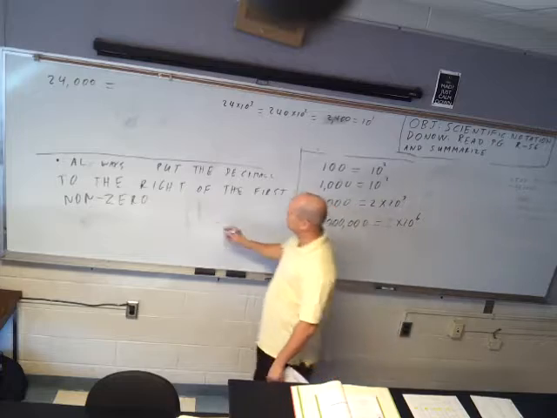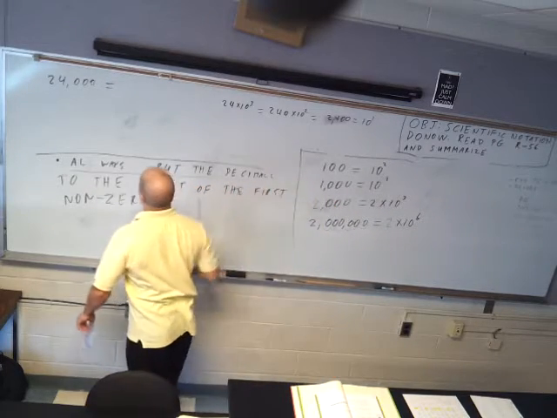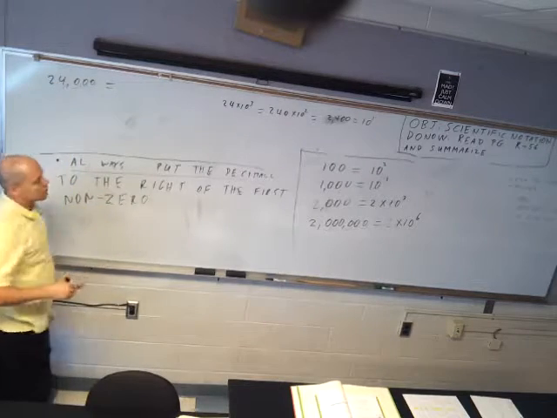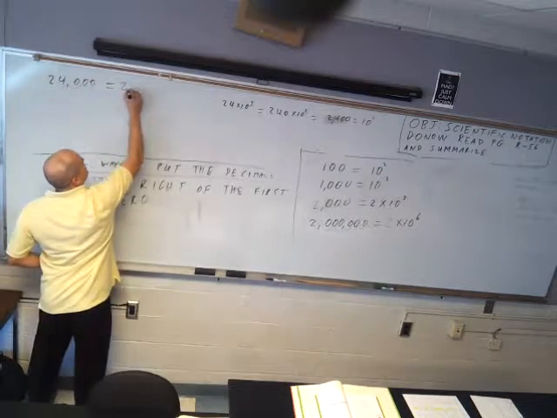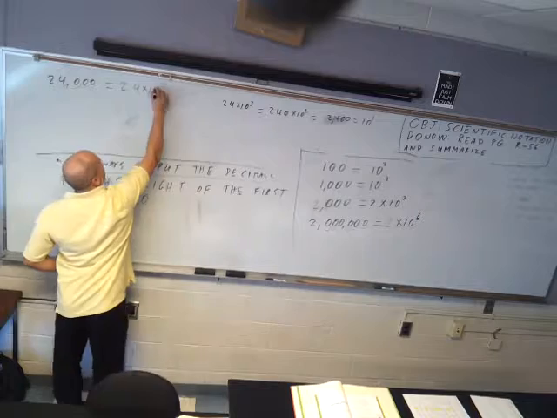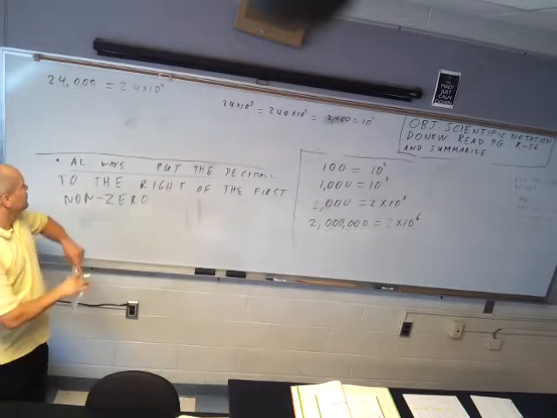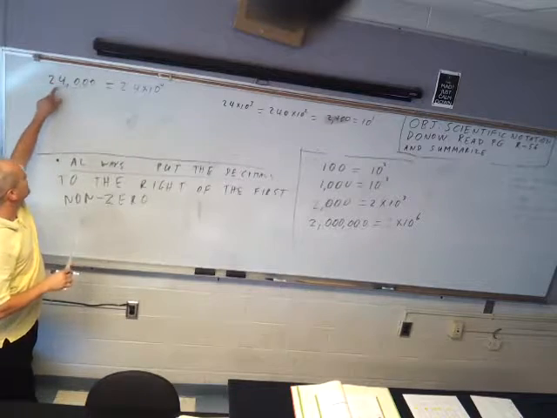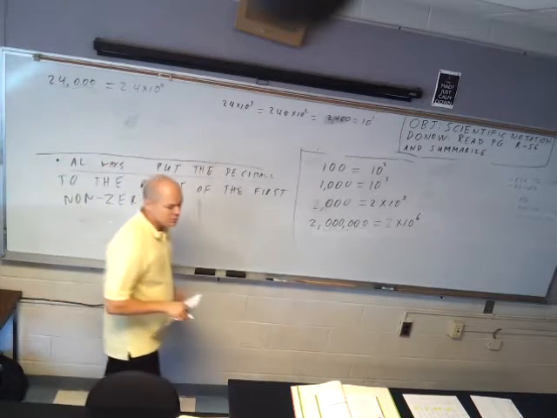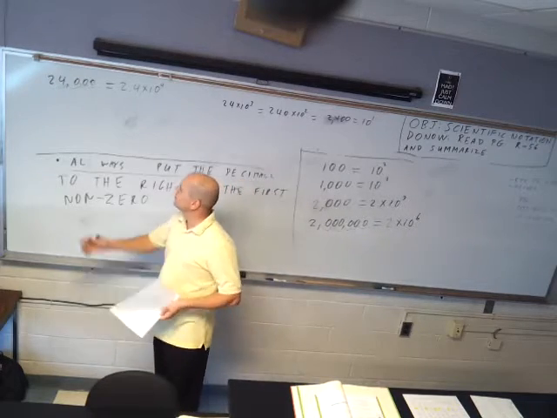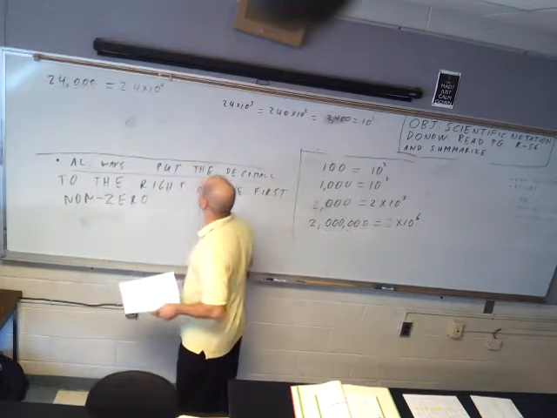But for consistency, we go back to this rule, which is that we're going to put the decimal in front of the first non-zero number, to the right. So it's going to be 2.4 times 10 to the fourth. Oh, you just moved it. Yeah. So I moved it 4 times to get it to where the decimal's to the right of the 2. So always have only one non-zero number to the left of the decimal.